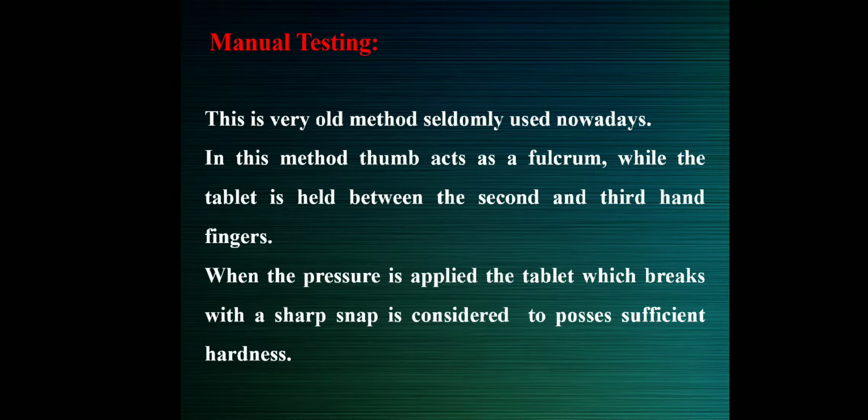First, manual testing. Manual testing is a very old method and seldom used nowadays. It is an unofficial method, but generally operators use this method at the start of the process to understand the hardness of the tablet. In this method, the thumb acts as a fulcrum while the tablet is held between the second and third fingers. When pressure is applied on the tablet with the thumb, the tablet which breaks with a sharp snap is considered to possess sufficient hardness.